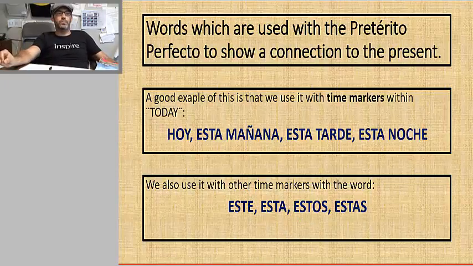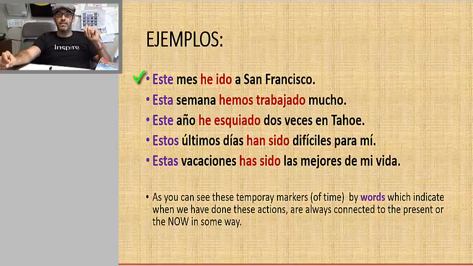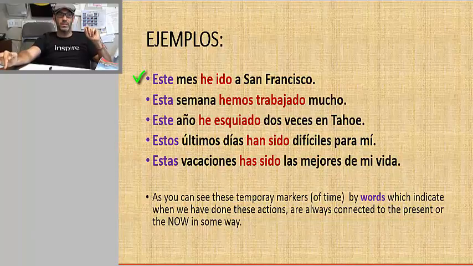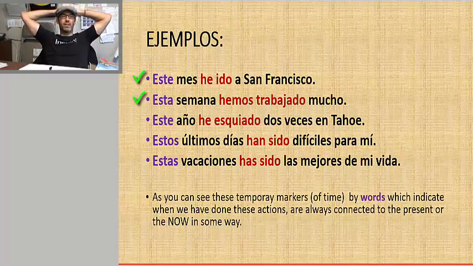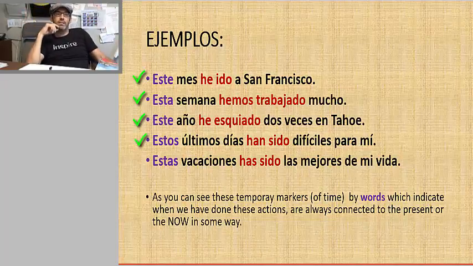So let's look at some ejemplos. Este mes he ido a San Francisco. This month I have gone to San Francisco. Esta semana hemos trabajado mucho. This week we've worked a lot. Este año he esquiado 2 veces en Tahoe. Estos últimos días han sido difíciles para mí. Estas vacaciones han sido las mejores de mi vida.